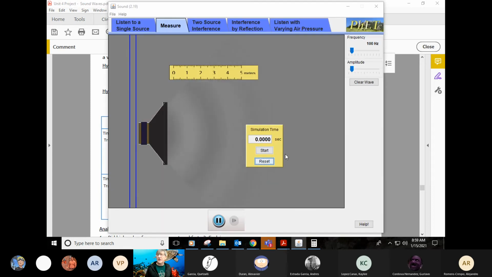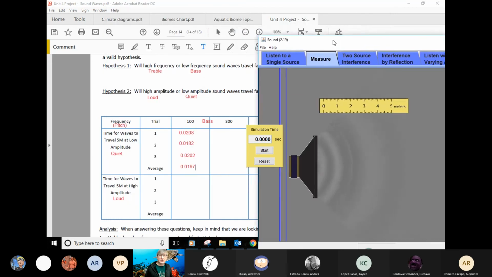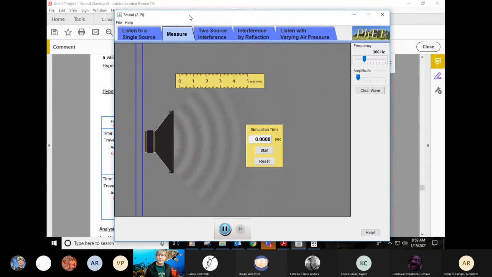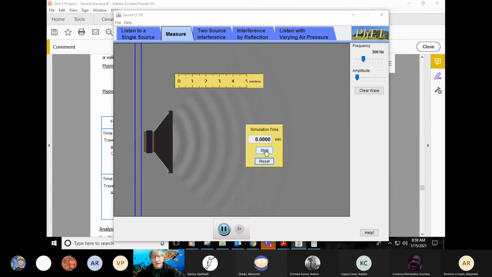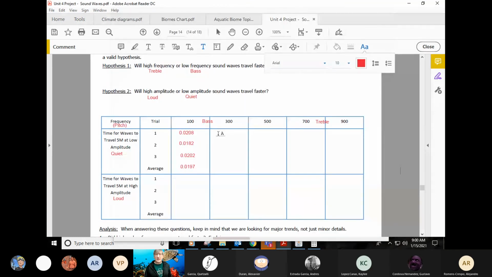I'm going to reset it, and I'm going to take the frequency up to 300 hertz. Okay, and I'm going to follow this wave. We're going to do it 3 times. Here we go. Go. Oh, I lost track of which wave I was following. Sorry. Here we go again, and now. Stop. 0.0186. So that comes over here in the 300 section.